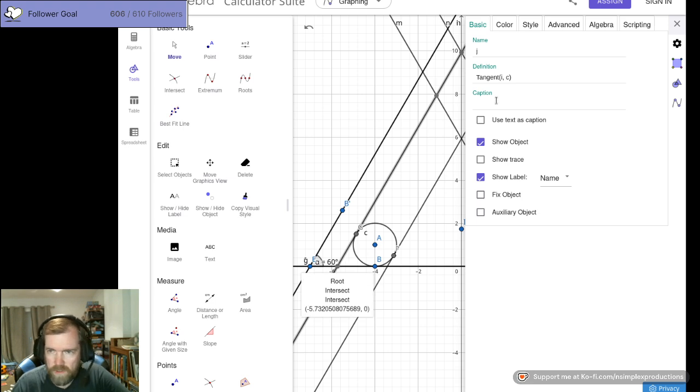Root intersect. Okay. Give me that number. No? Alright. Of course not. That'd be too easy at that point.